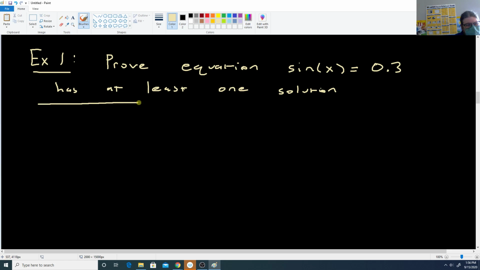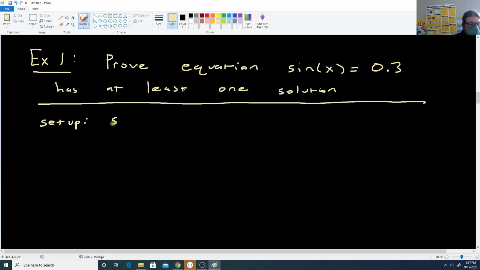So what I'm going to do is I want to use the intermediate value theorem. I know sine of x is continuous. What I need is a y value for sine that's smaller than 0.3 and a y value for sine that's bigger than 0.3, and I can use those as the endpoints of my interval. So let's do a little bit of setup stuff, and then we'll try to write things cleanly.